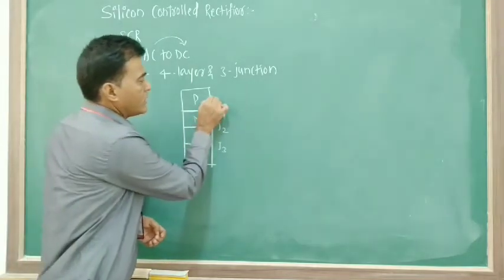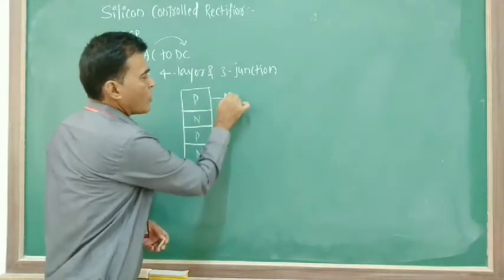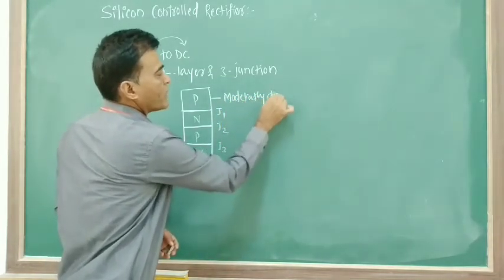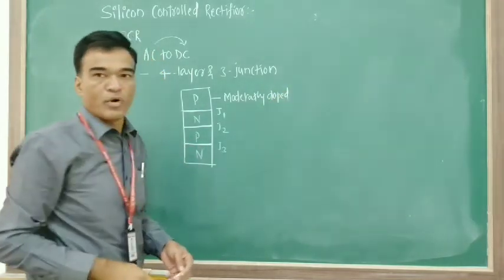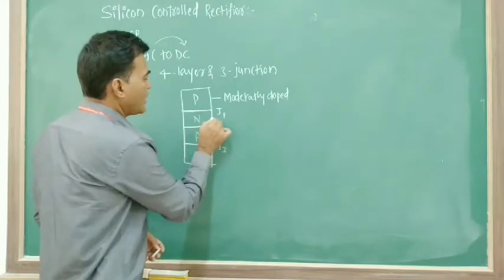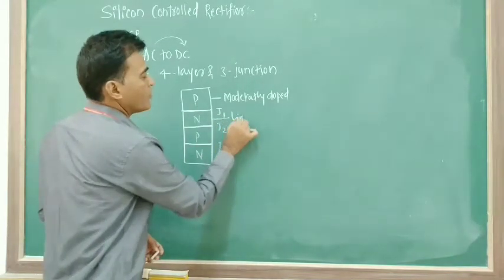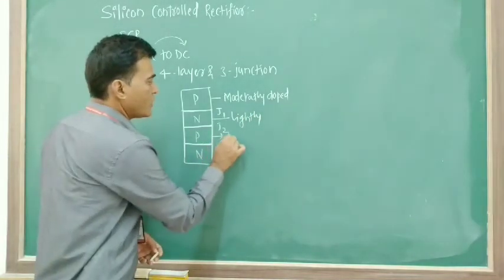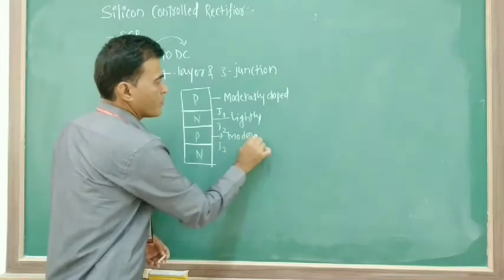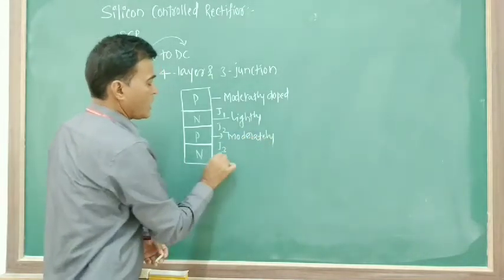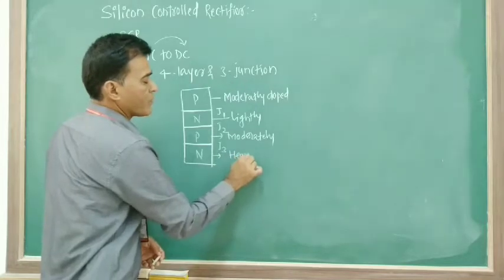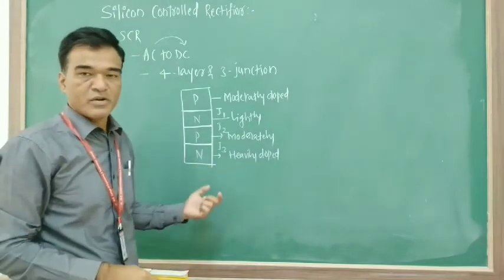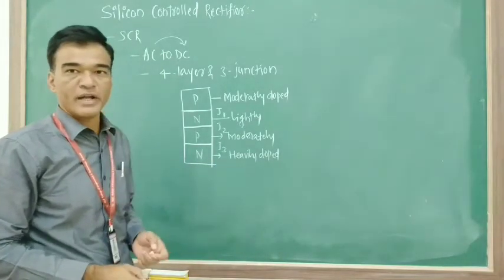The first layer is moderately doped, so the doping concentration here is moderate. The second layer is lightly doped. The third one is moderately doped. And the last one is heavily doped. So this is the structure, or you can say the construction, of the silicon control rectifier, that is SCR.